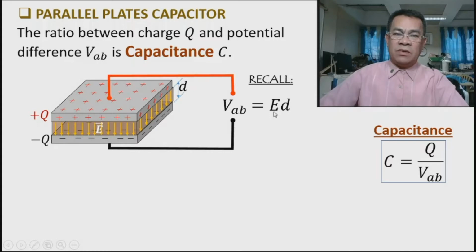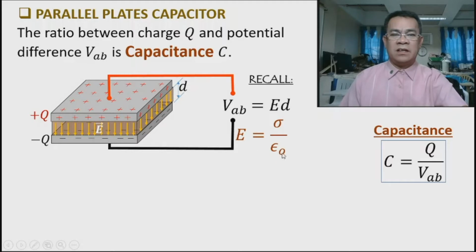Okay? Now, take note, again, recall that the electric field of parallel plates, for which we provided the example in our previous video, is just the surface charge density divided by the permittivity. This is the permittivity of empty space, and this is constant. This is the surface charge density. This is the Q per what? This is the Q per area.